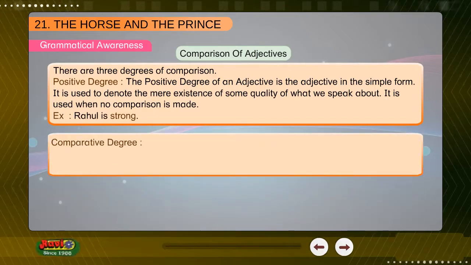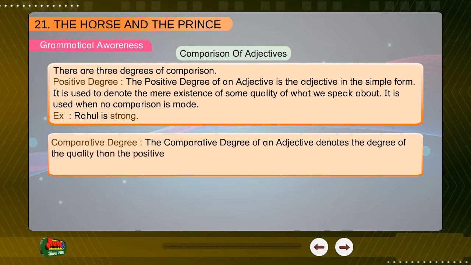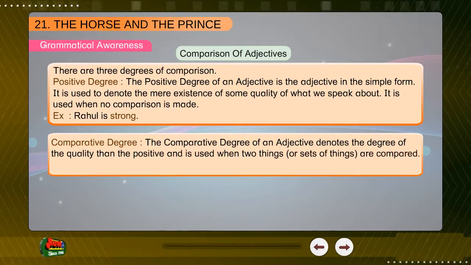Comparative degree. The comparative degree of an adjective denotes a higher degree of the quality than the positive and is used when 2 things or sets of things are compared. Example, Rahul is stronger than Nasir.